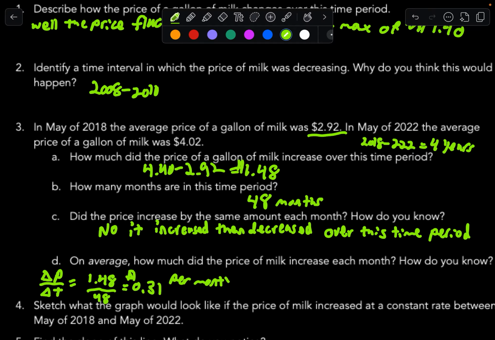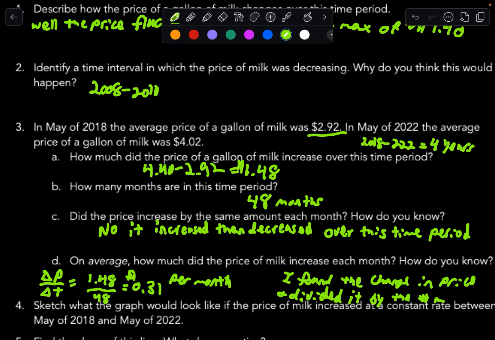How do you know? I found the change in price and divided it by the number of months. Okay.